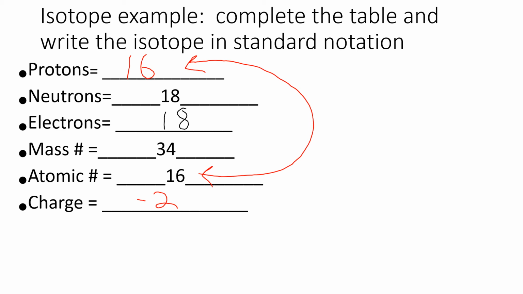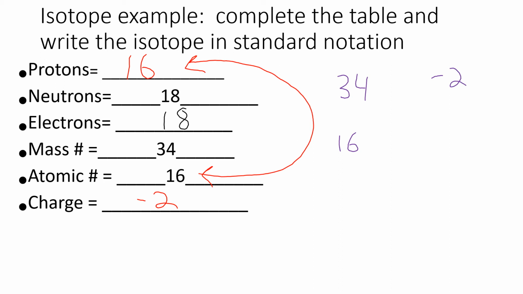Now what we want to do is write this out in its standard isotopic format. So in standard isotopic format, we would have the mass number in that upper left-hand corner. That would be 34. In the lower left-hand corner would be our atomic number, 16. In the upper right-hand corner, we would have the charge. That would be -2 or 2-.